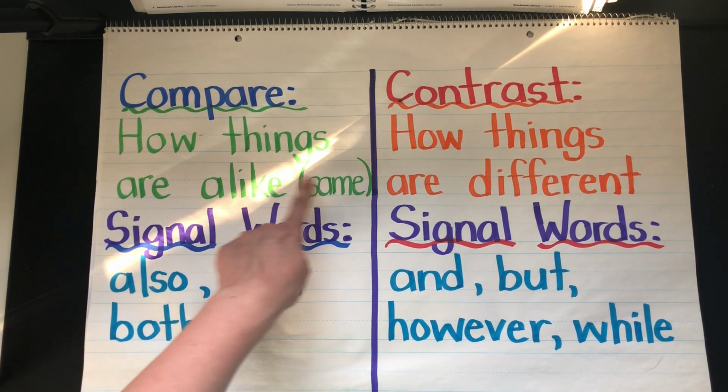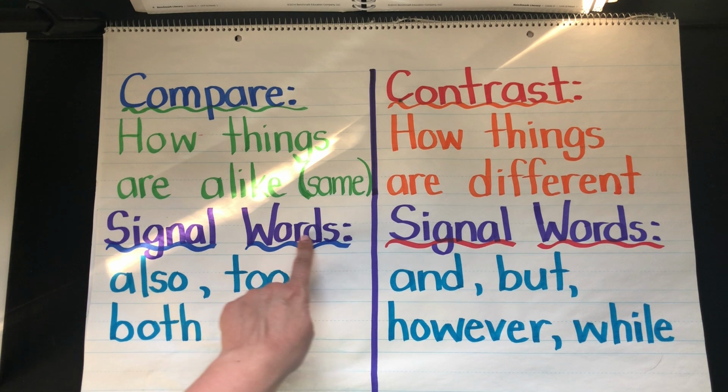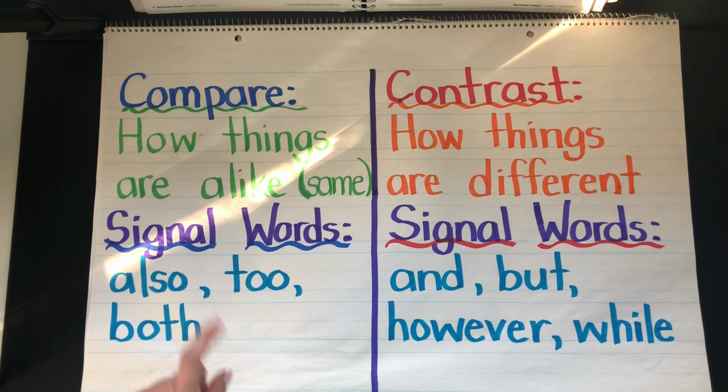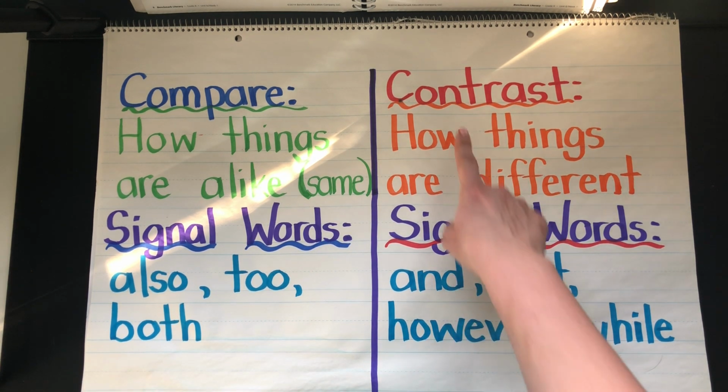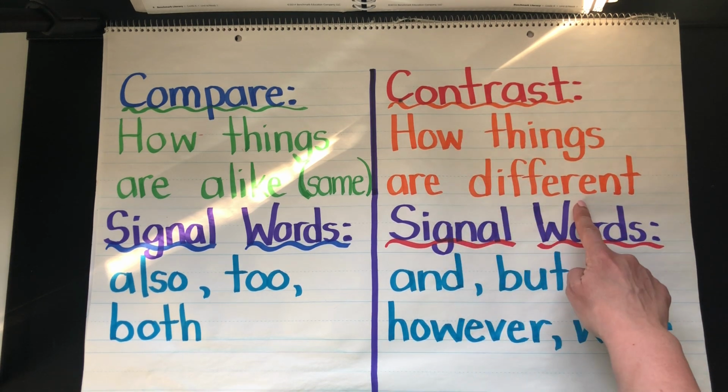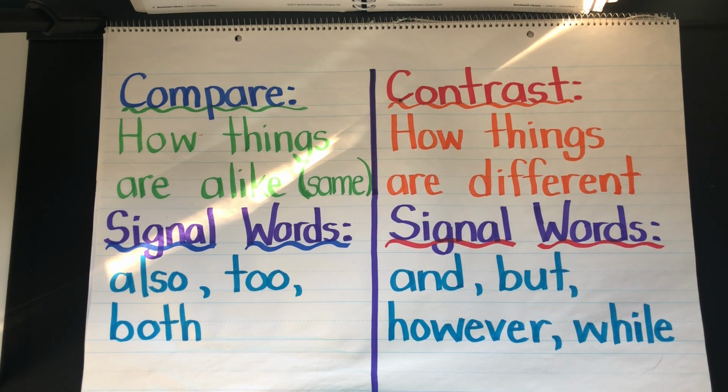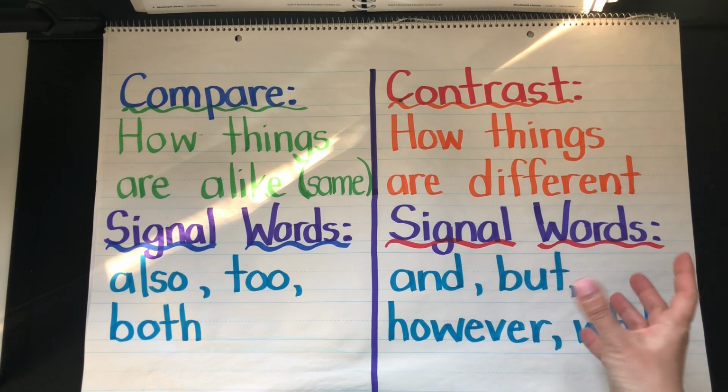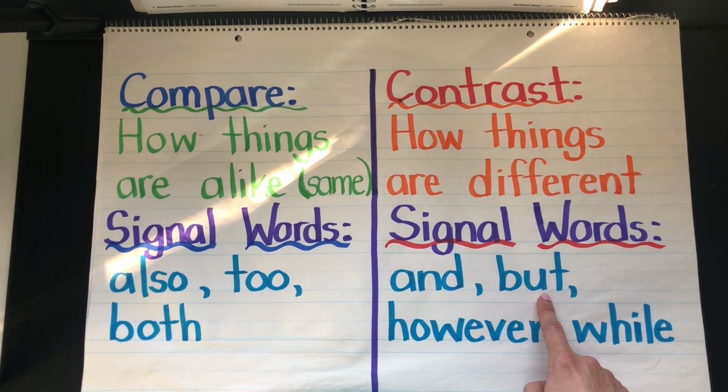Okay, alike and the same. That's comparing. What signal words can we look for today? When we compare, an author might say also, too, or both. So we're gonna listen and look for those words. Now, contrasting is how things are different. So some signal words that the author might use when they're saying how things are different, we can look for and, but, however, and while. All right, let's get to it.